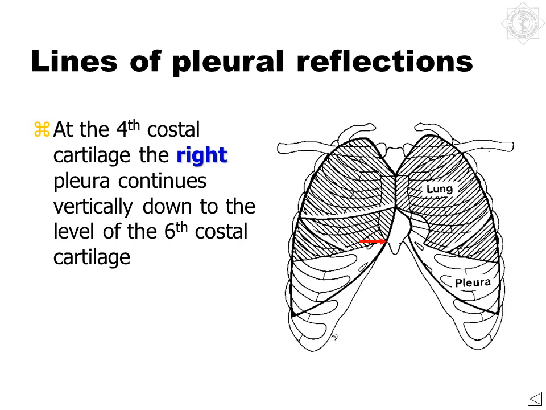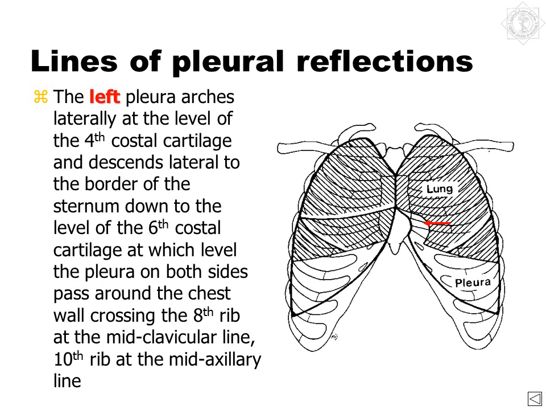At the level of the fourth costal cartilage, the right pleura continues vertically down to the sixth costal cartilage. The left pleura arches laterally at the level of the fourth costal cartilage and descends lateral to the border of the sternum down to the level of the sixth costal cartilage, at which level the pleura on both sides passes around the chest, crossing the 8th rib at the mid-clavicular line and the 10th rib at the mid-axillary line.